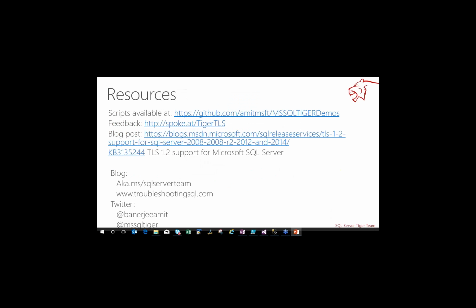The blog post that I talked about is right up on the screen, and the KB article is 3135244, which has links to all the other KB articles which have known issues associated with the usage of TLS 1.2 with Microsoft SQL Server.